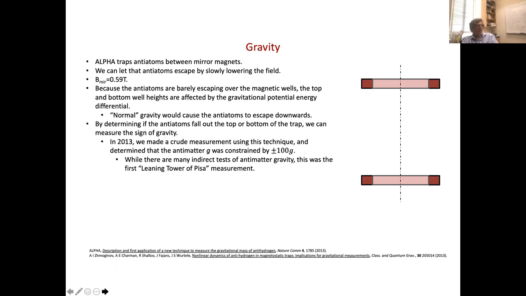We already know using earlier data that the gravitational force of the Earth is not 100 times little g on antihydrogen. That's a very bad estimate, a very coarse estimate. We hope to get down to a percent of g over the next 5 years or so.